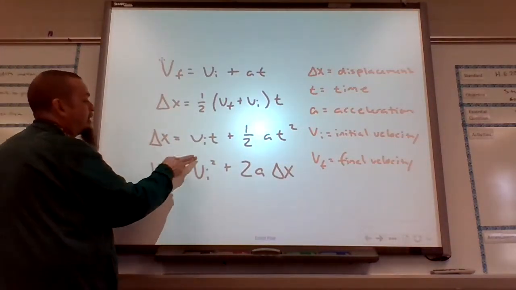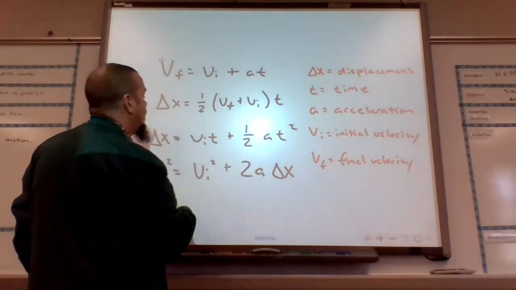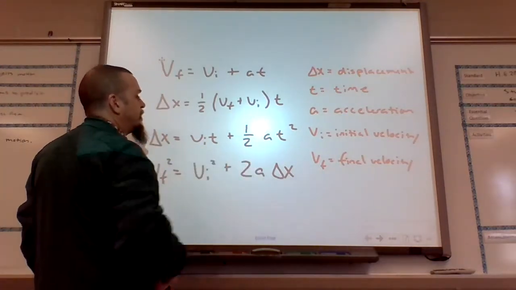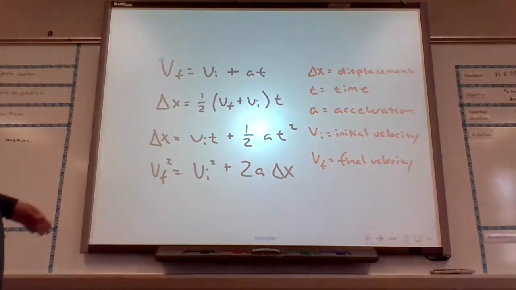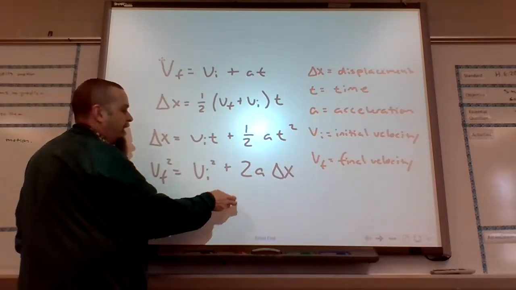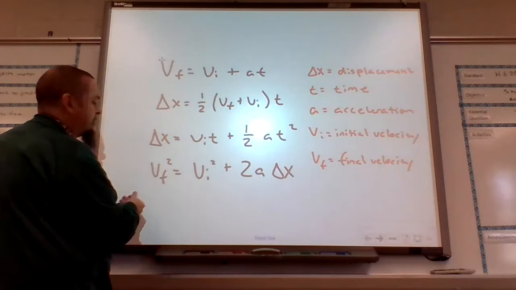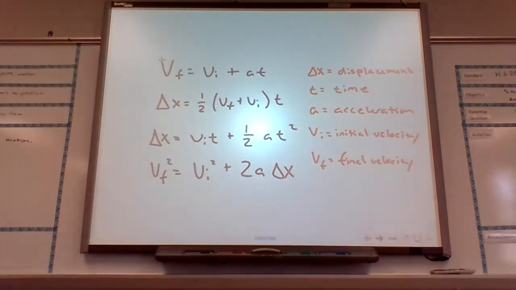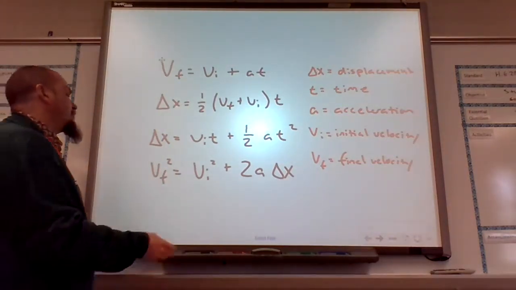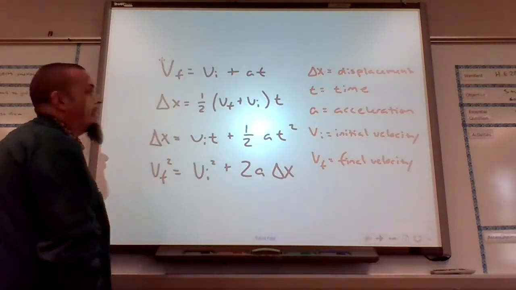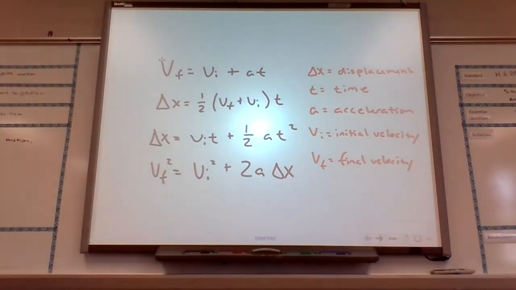Here we have delta x, Vi, T, and A. The one that's missing from this equation is Vf. So this would be your no Vf situation where you don't know the final velocity of your object. And this last one has Vf, Vi, A, and delta x. The variable that's missing from this one is time. So this would be the equation you could use if you did not know the time of motion.